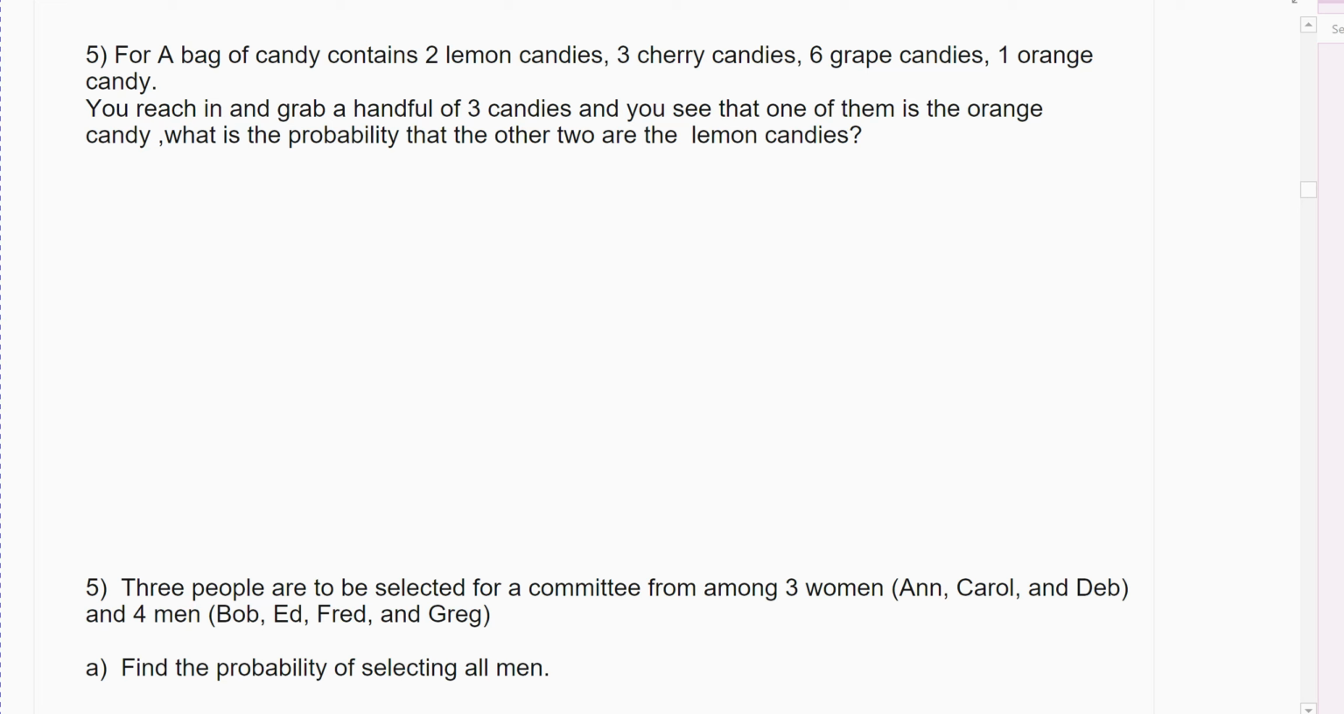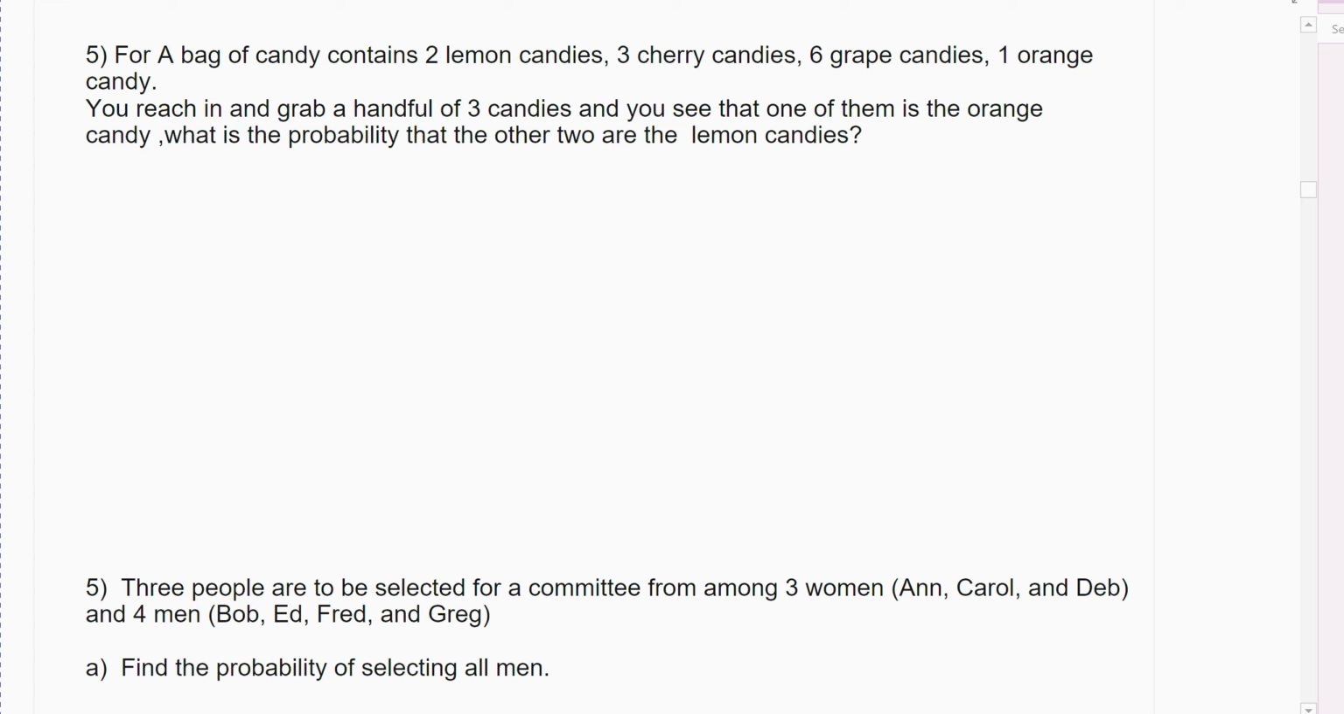This is the type of question that you need to be aware of that now can be asked. You need to ask yourself, is it a basic case where I'm pulling out of all of my outcomes, or is it a conditional case where I put a condition on it? Am I already in a set, in an event, and within that event, do I want to know the probability something else will occur? So a bag of candy contains 2 lemons, 3 cherries, 1 grape, 1 orange.